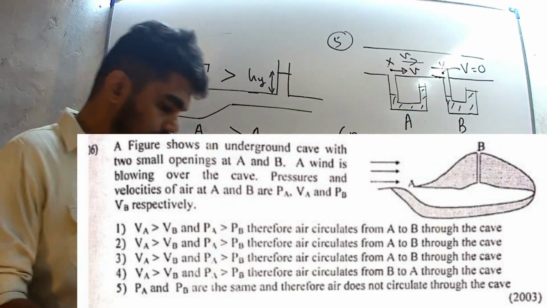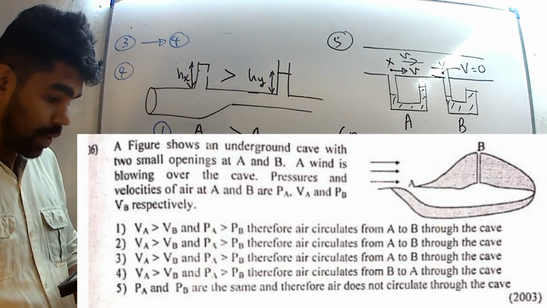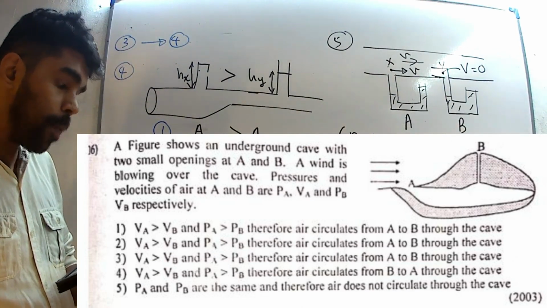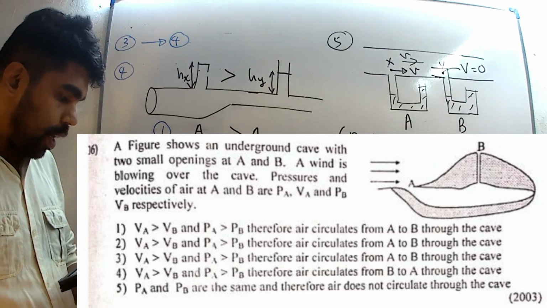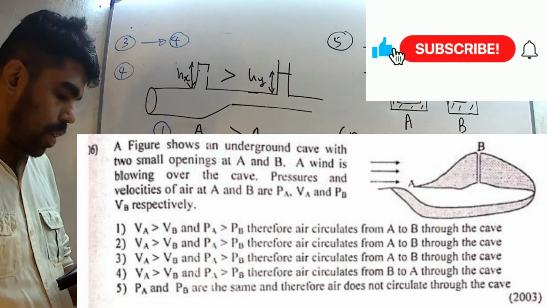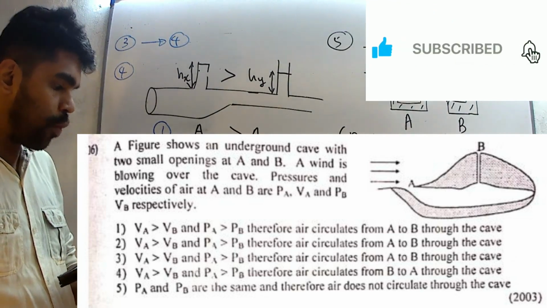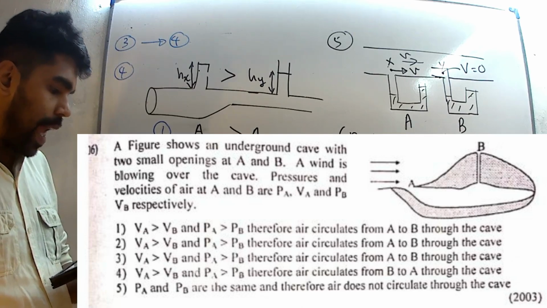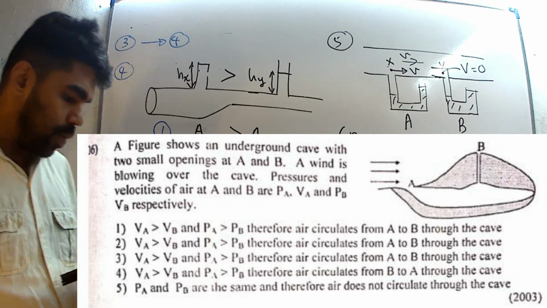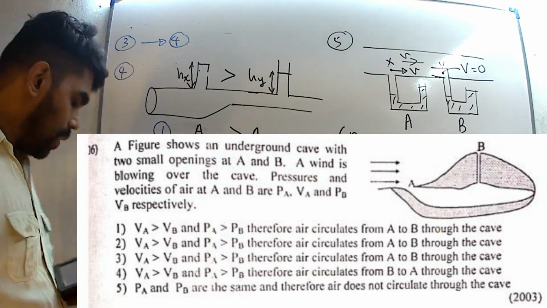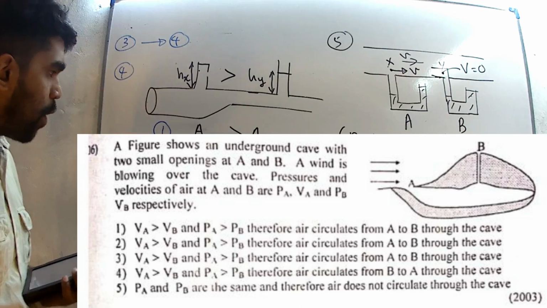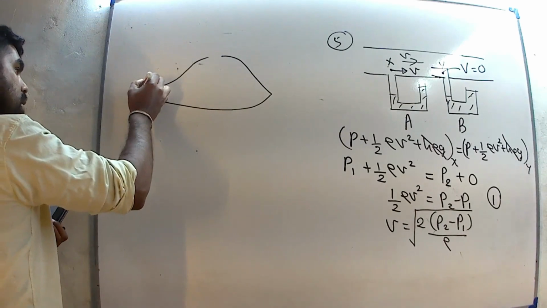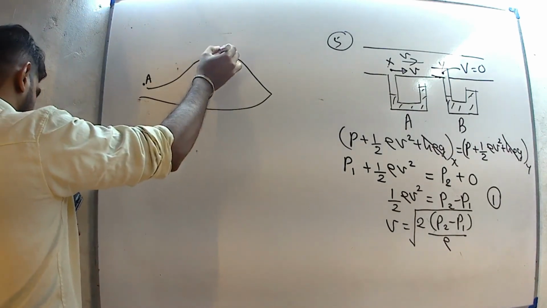Then question number 6. The figure shows an underground cave with two small openings at A and B. The wind is blowing over the cave. Pressure and velocities of air at A and B are PA and VA and PB and VB respectively. We have to compare pressure and velocity for given A and B points. A point is this one, B point is this one.